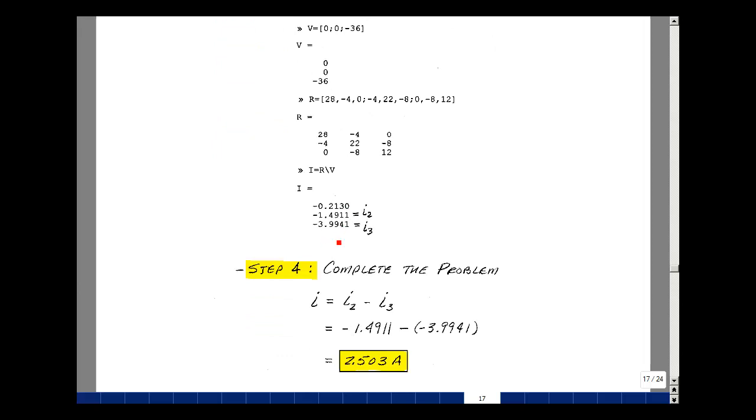But the current we're solving for, I, is just I2 minus I3. I'm just going to mark those 2 here. So it's a minus 1.4911 minus a minus 3.9941, and it turns out to be 2.503. And this is supplemental problem 313.